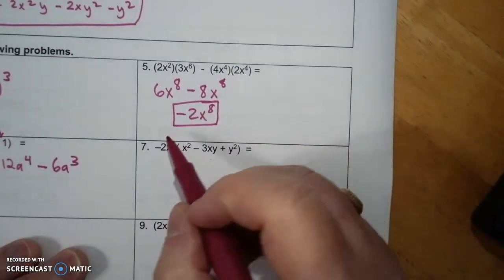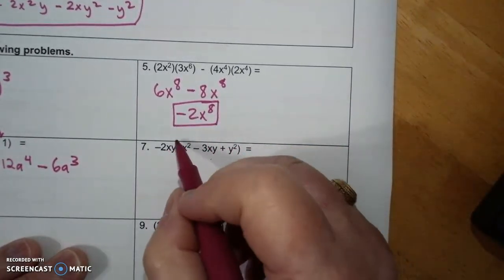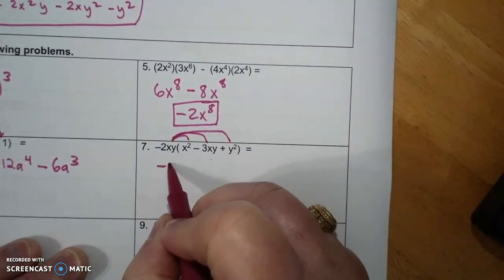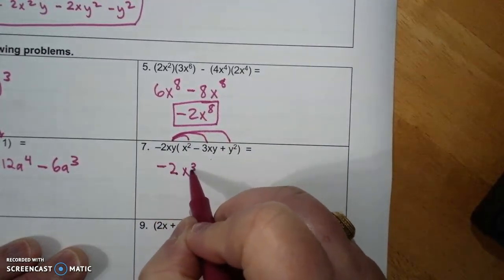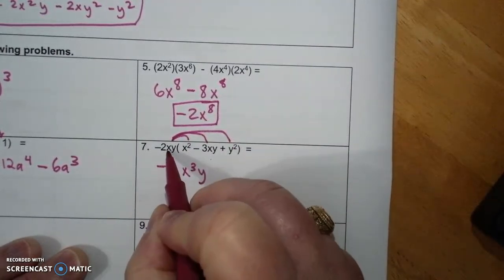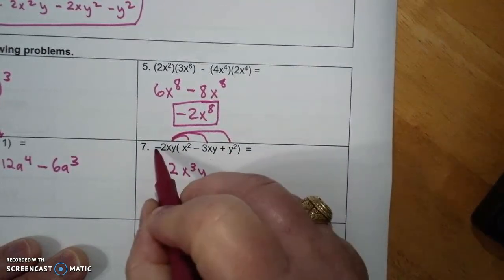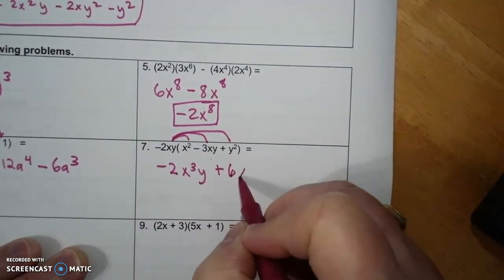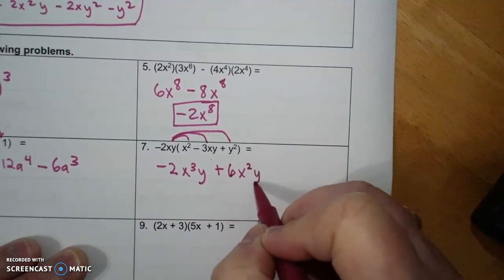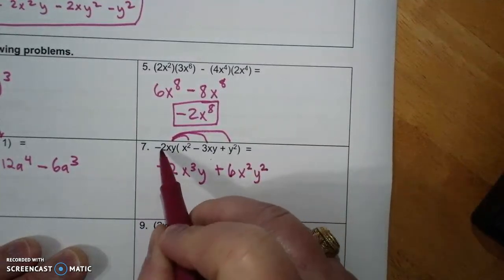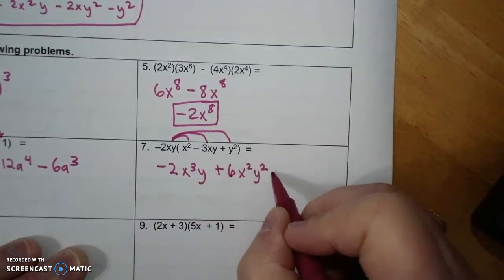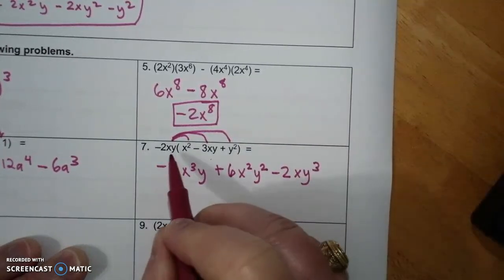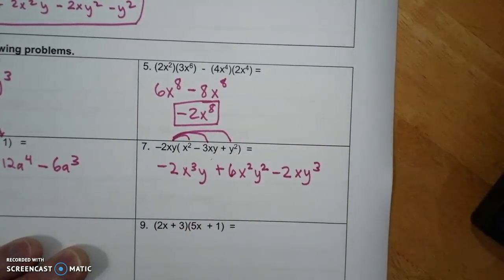This is distributing across each of them. This is negative 2x cubed y. There's 1x, there's 2 more. Negative times a negative is a positive. 6x squared y squared. Negative 2 times positive 1 is negative 2xy cubed. There's 1 here and there's 2 there.